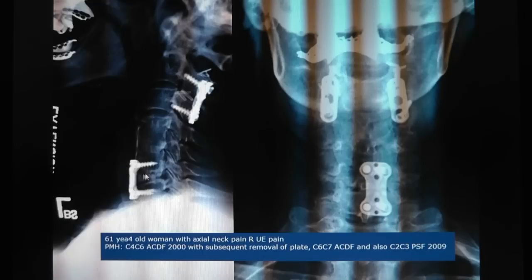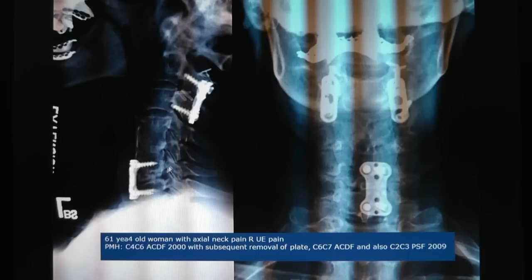Yeah, okay. It's a little bit hard to see. So you think C4-C5 and C5-C6 look solidly fused? Yes. Okay, and then C6-C7, what did you say? It's not solidly fused, but it's ossifying, or it could be solidly fused, but it is definitely ossifying across the disc space, and it's in good alignment, and the screws look good, the plate looks good in position. I don't see any sign of loosening.